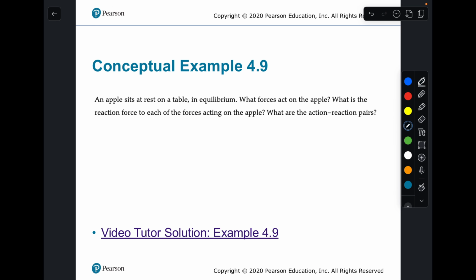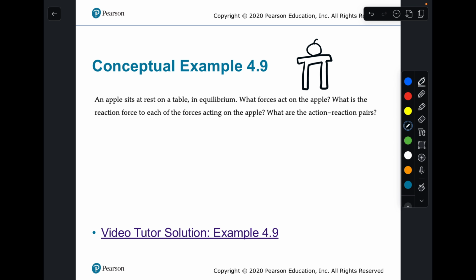So let's practice drawing all the forces on an object. This is a great example to do that, as well as understand Newton's third law. So we have an apple sitting on a table. Let's draw our apple and our table, okay? And they're in equilibrium because they're at rest, they're not moving.